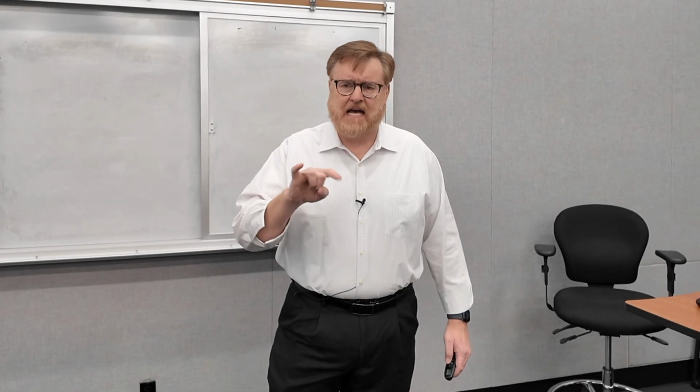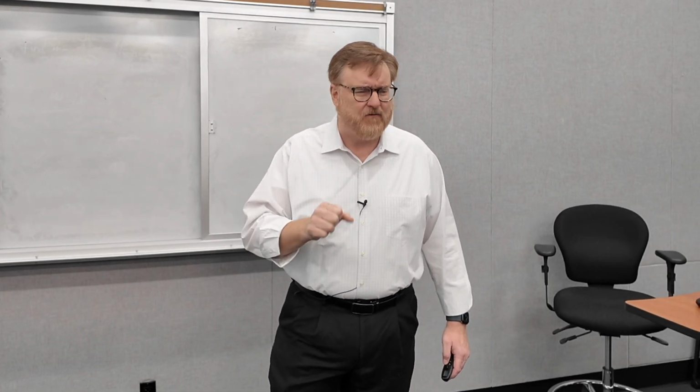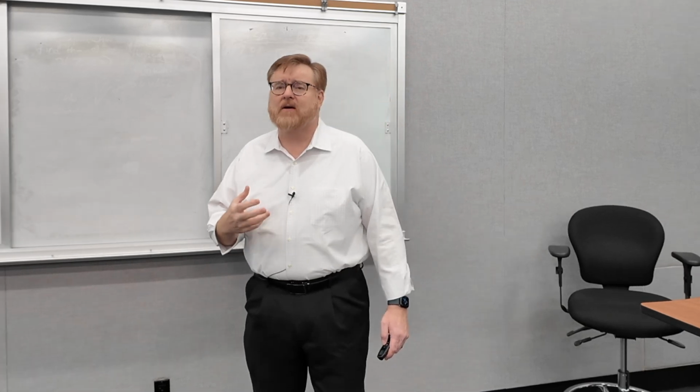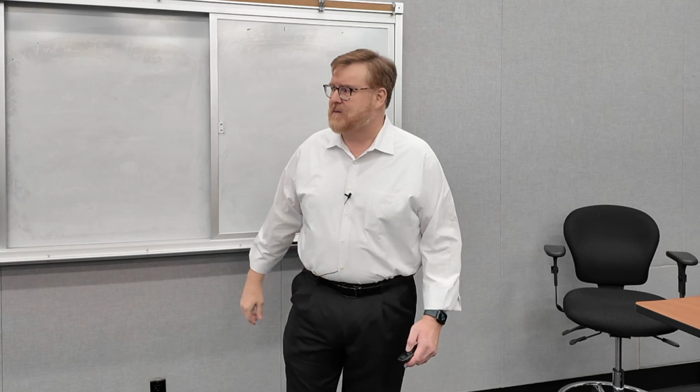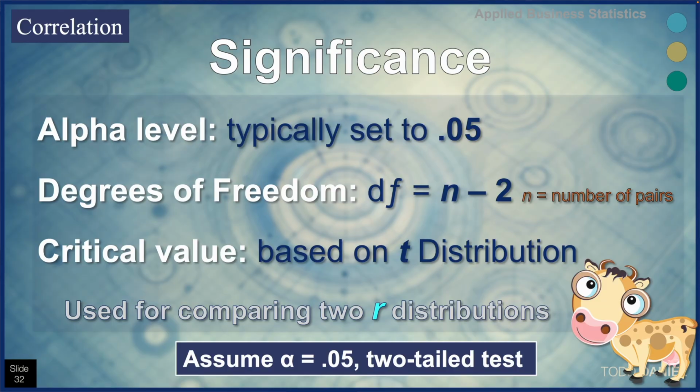That is how I could test between different correlations. So for this example, we'll just determine whether there is a statistically significant correlation in the population using our sample data. So we can stick with our alpha of 0.05 two-tailed test setup.